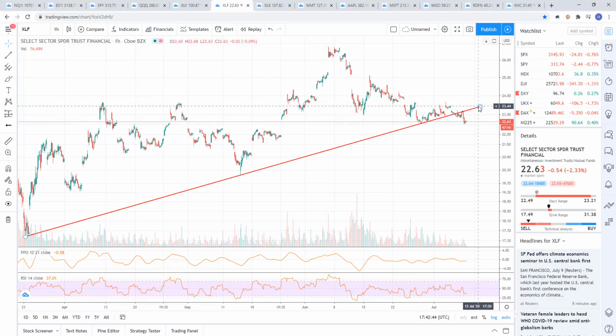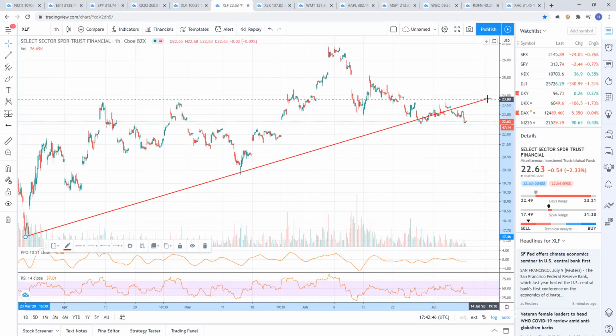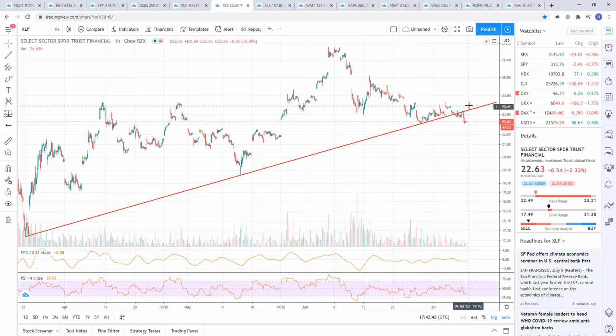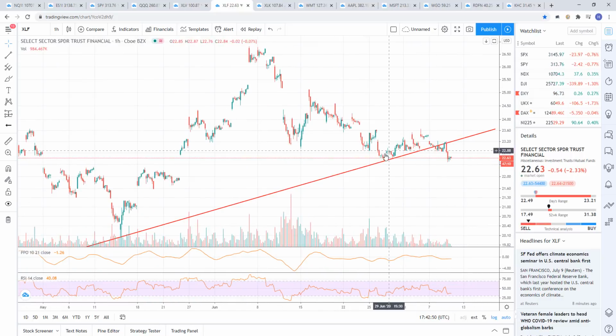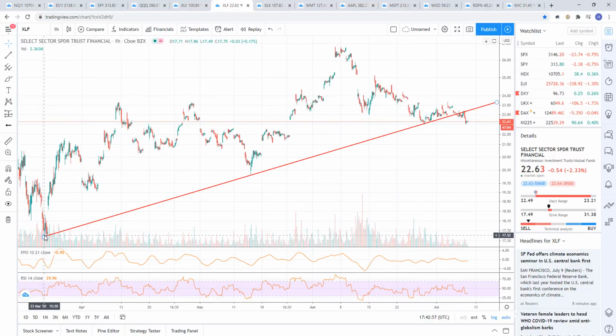I did move my trend line. I previously had it right about here. I adjusted it, and you can do that. You can adjust your trend lines as you get more data points. I got more data right in this cluster right here, so we're going to mark that as trend line support.